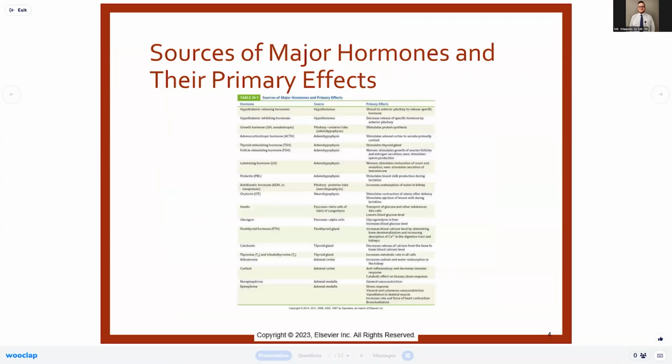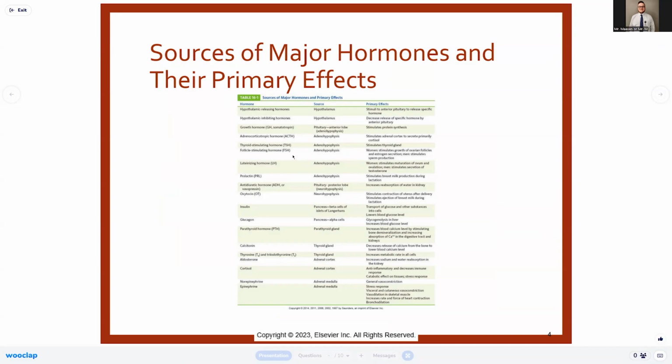So these are all of the major hormones and their primary effects. This is a good chart if you don't remember A&P. A&P is always going to be important. It gives you an idea of who secretes the hormone, where the source is, and that sort of stuff. You can see that we have our hypothalamus and the adenohypophysis. That's the name for the anterior pituitary.